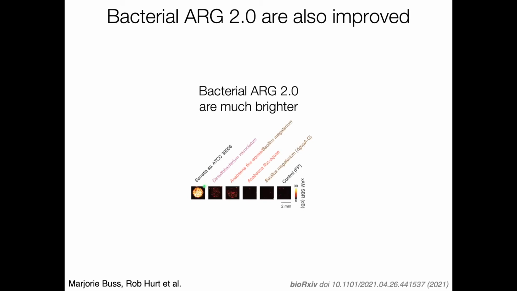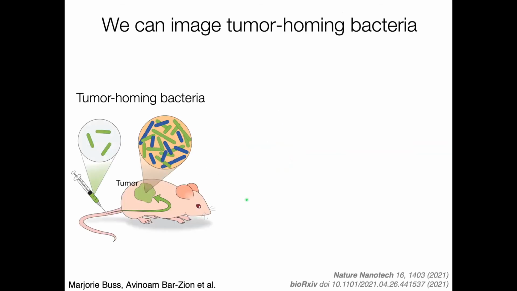We also improved the bacterial acoustic reporter genes. They're a lot brighter. So this is our new version, compared to here, this is our old version, right? So, again, big night and day kind of differences. And now I want to show you an example that I think is quite beautiful with tumor-homing bacteria.